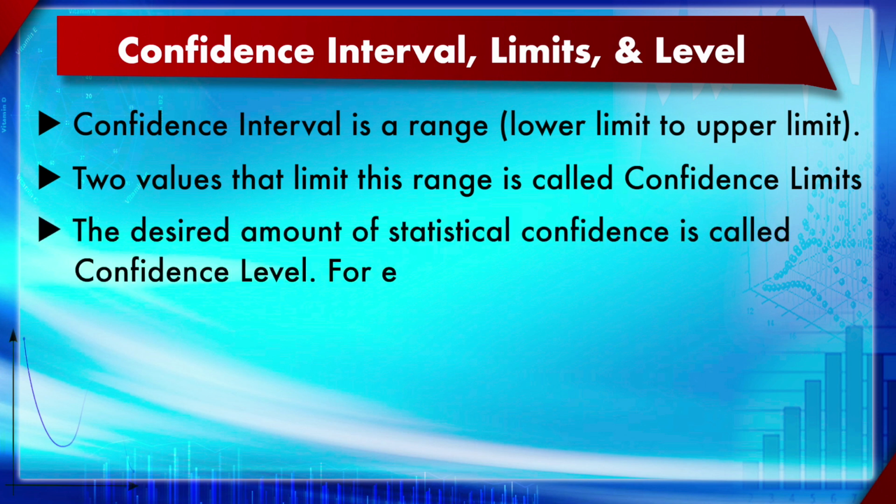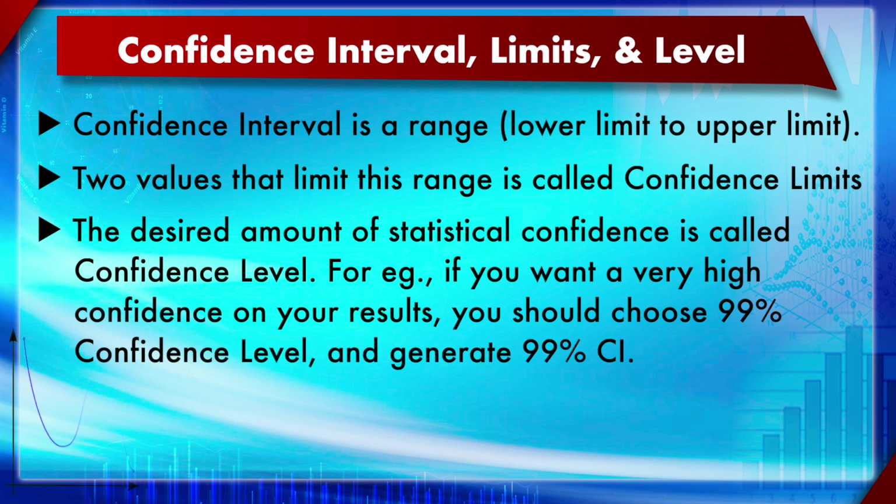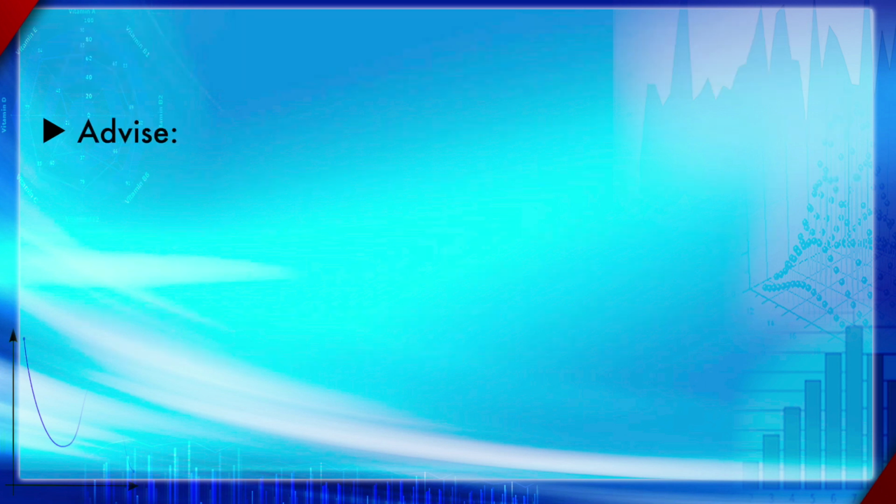The desired amount of statistical confidence is known as the confidence level. For example, if you want very high confidence in your result, you should choose a 99% confidence level and generate a 99% confidence interval. That level is the amount of confidence you are looking for in your data. My advice is that you should always emphasize confidence interval over the p-value, because the interpretation of the p-value is not straightforward, while confidence interval is a lot easier to comprehend.